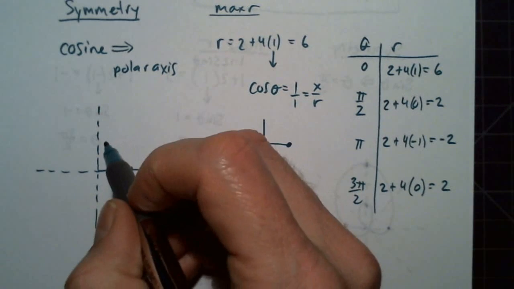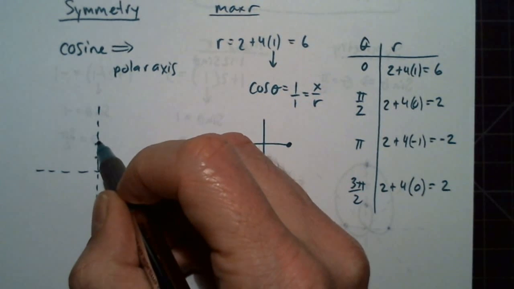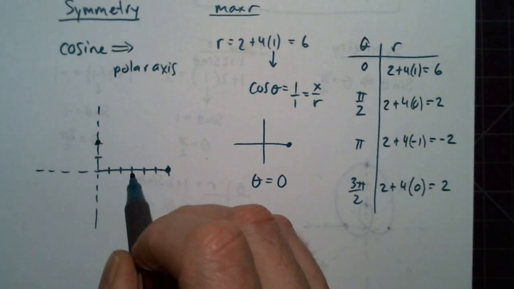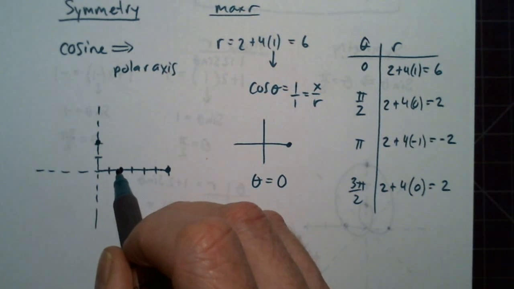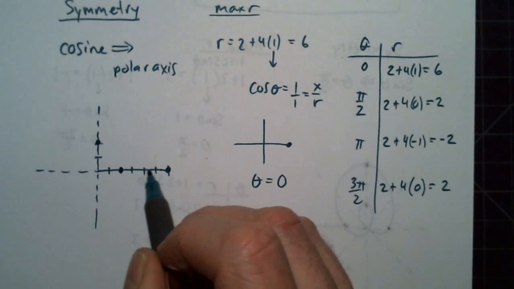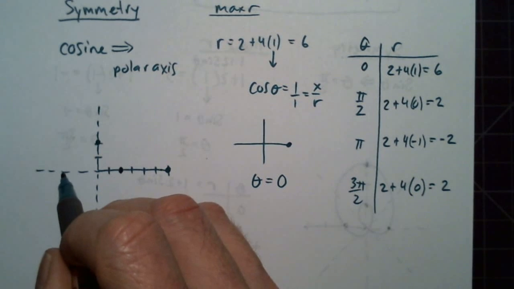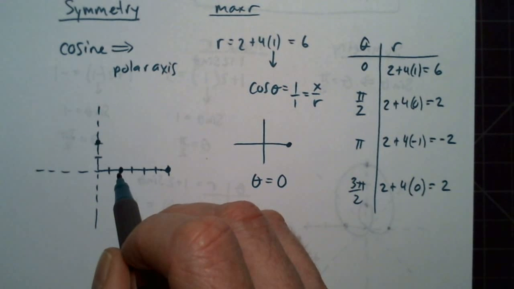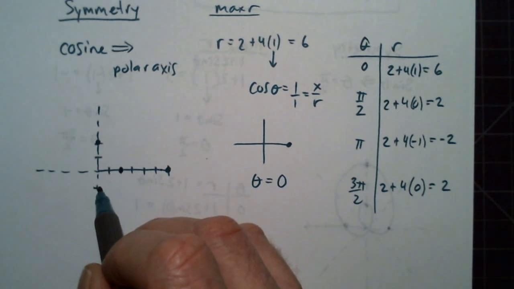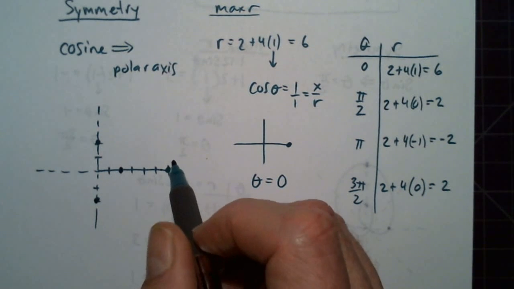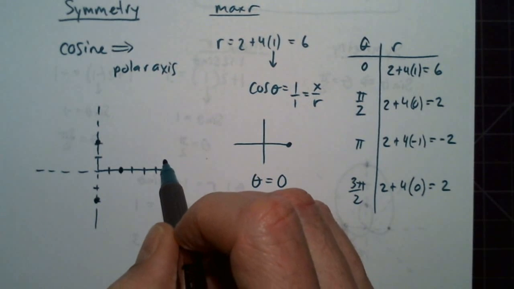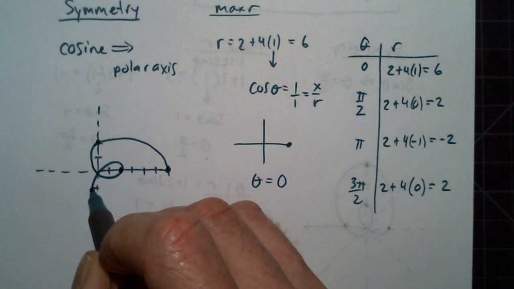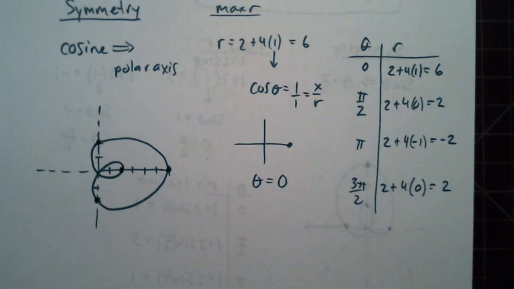Pi over 2, we're going to go to 2. At pi, rotate to pi, and then go negative 2. So we're not rotating to pi and staying at 2. We're rotating pi and going back to negative 2. 3 pi over 2, we're at 2. So we see the same shape happening there.